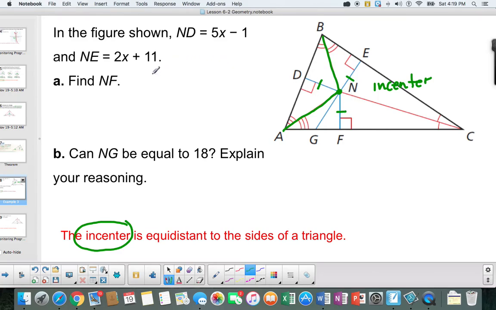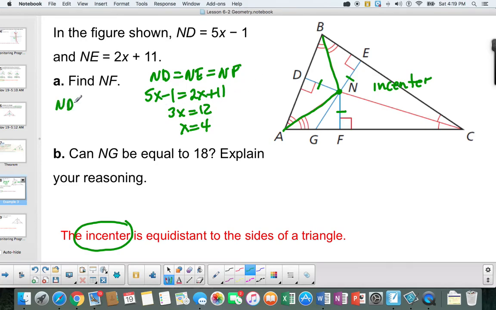So I'm going to write ND equal to NE, and I could even say it's equal to NF. And I'm going to set these two quantities equal to each other. 5x minus 1 is equal to 2x plus 11. So I get 3x is equal to 12, x is equal to 4. Now I'm going to want to find ND. ND is 5 times 4 minus 1, which is 19. So all of these are equal to 19.